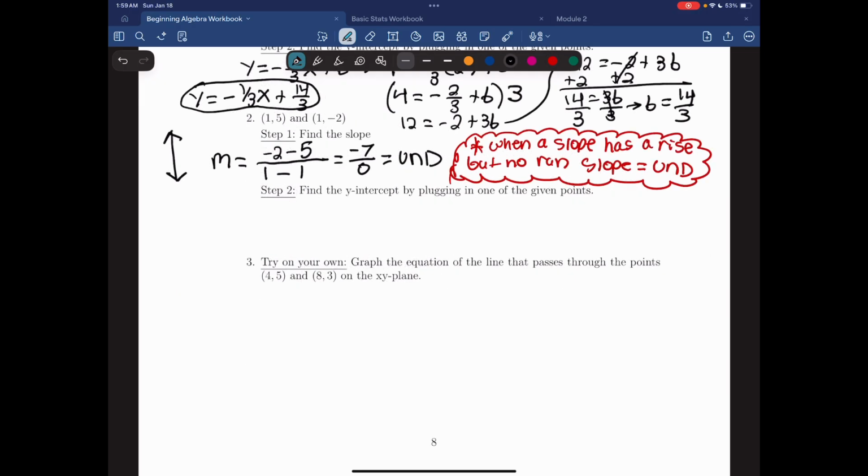For step number 2, we are given: find the y-intercept by plugging in one of the given points. Let's see. We have y equals, our slope is undefined, times x plus b. Well, because we have an undefined slope, this just goes away, and we get y equals b.